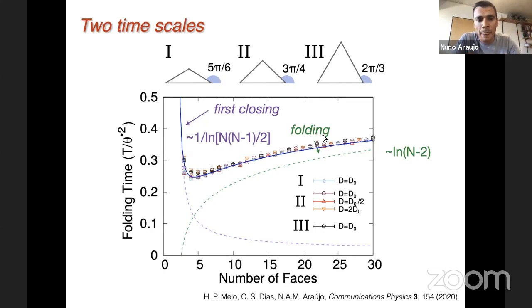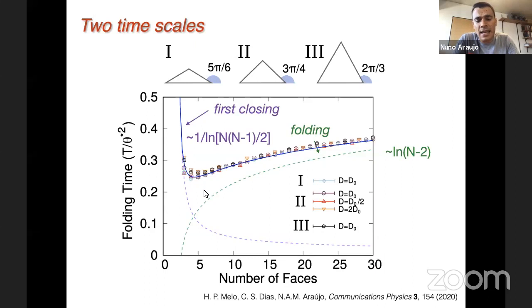What we did, now that we understand the basic mechanisms that are affecting the folding time, was to perform numerical simulations for different structures, with different pyramids, different closing angles, different numbers of faces, and different temperatures, which here are represented by different diffusion coefficients of the faces.